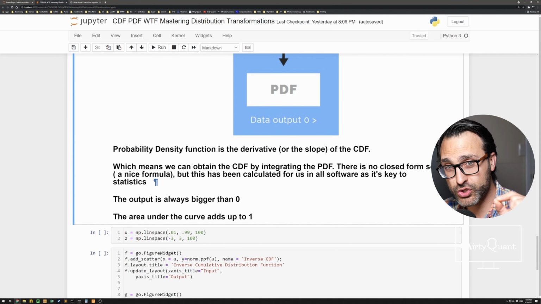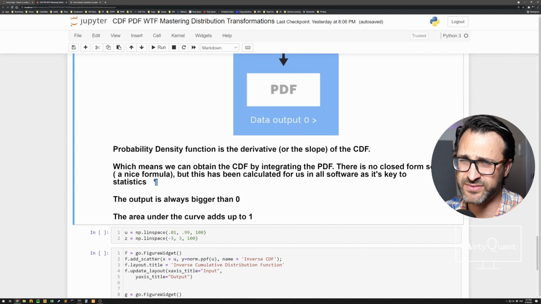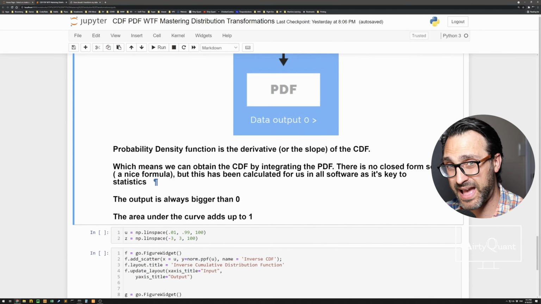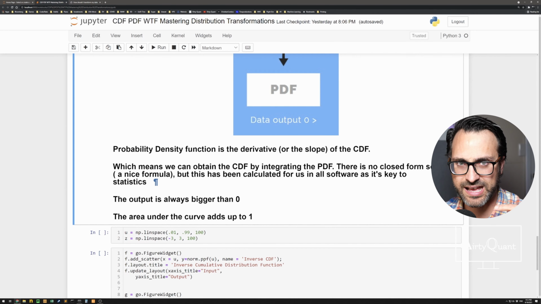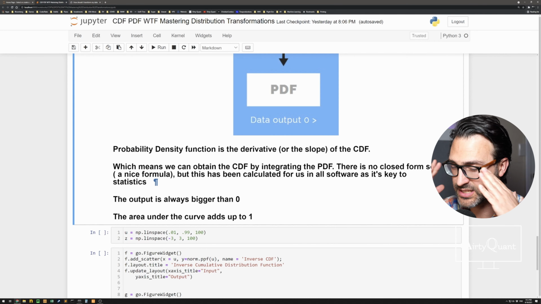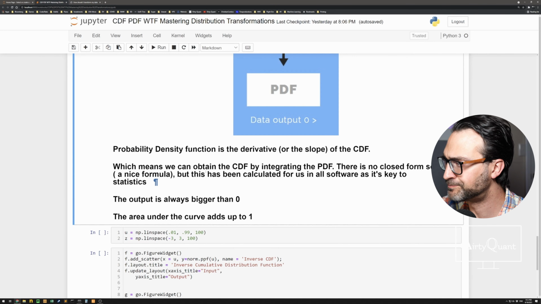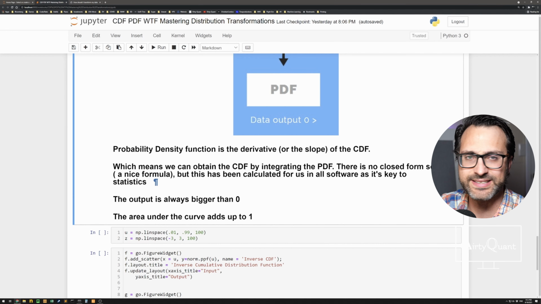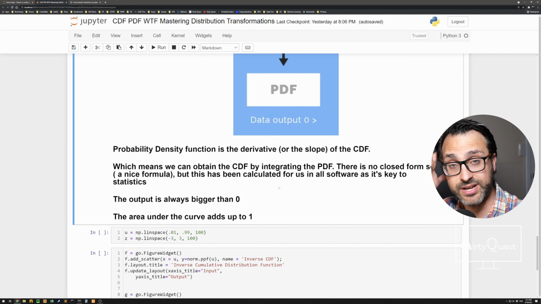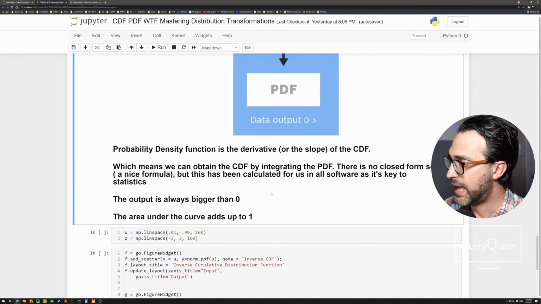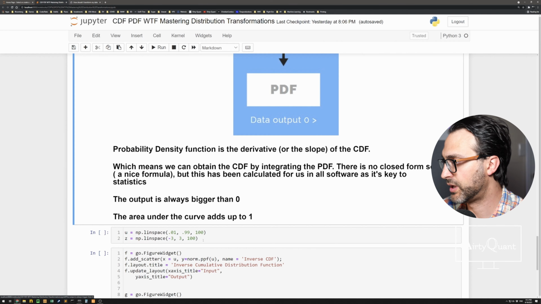So there's no closed form solution. What does that mean? You hear this word, it means there's no nice formula that you can compute. But most packages behind the hood have some sort of transformation that essentially takes care of you. So you can actually get the CDF of the normal. That's what essentially has been done for us by integrating that PDF. Output's always bigger than 0, and the area under the curve adds up to 1.